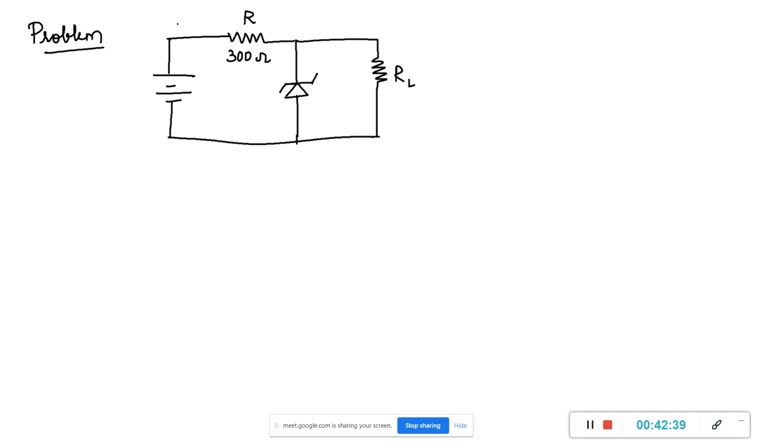So take down this given problem statement. Figure also is given. So the current flows in this way. I, so this is plus, this is minus. This is IL, plus minus RL. VZ is equal to VL.